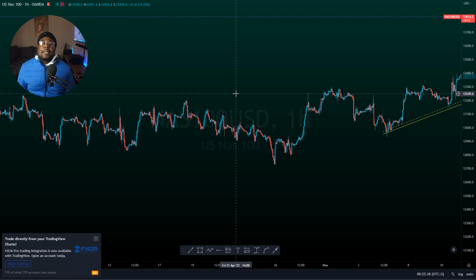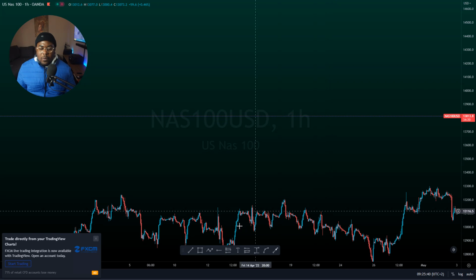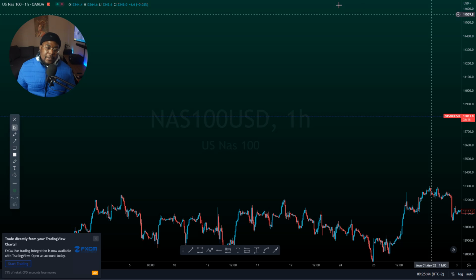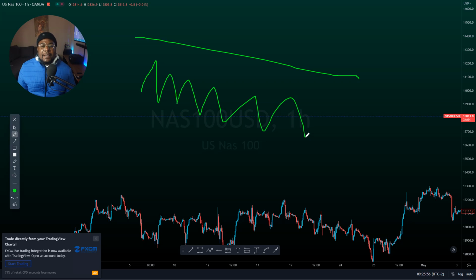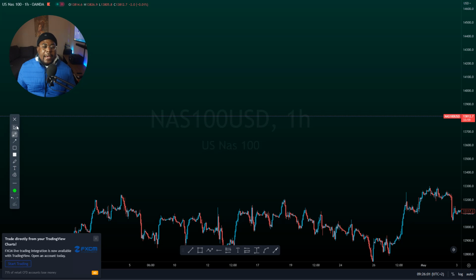How to draw trend lines properly. When you draw trend lines, you don't have to cut any candlesticks or any structure. If you draw your downtrend line like this, it means the market will be moving below this area. But obviously, the market has to touch one or two structures.